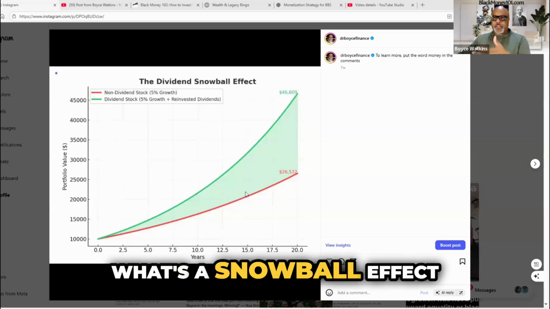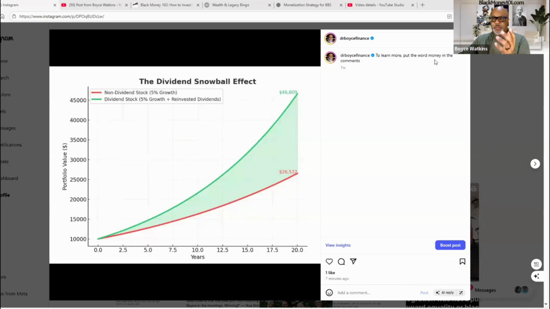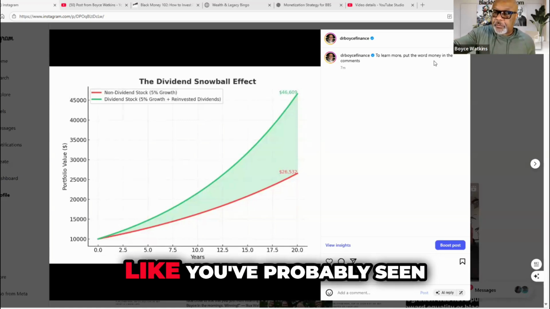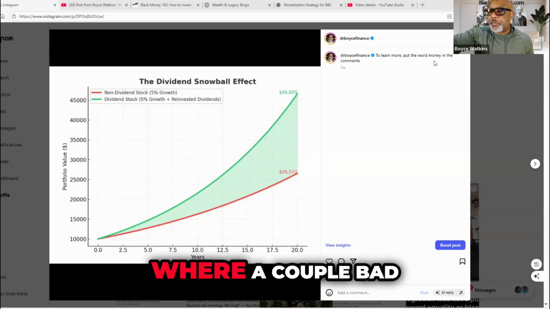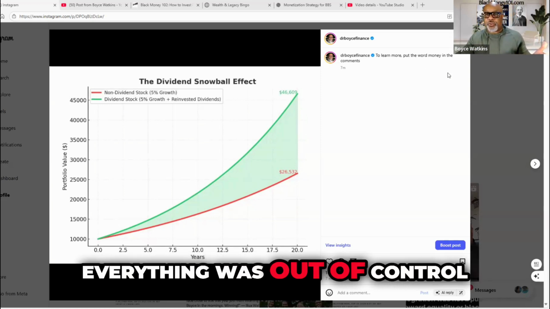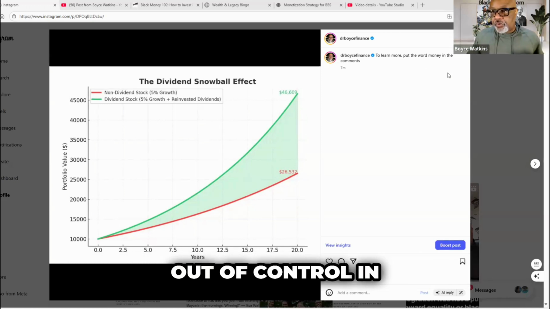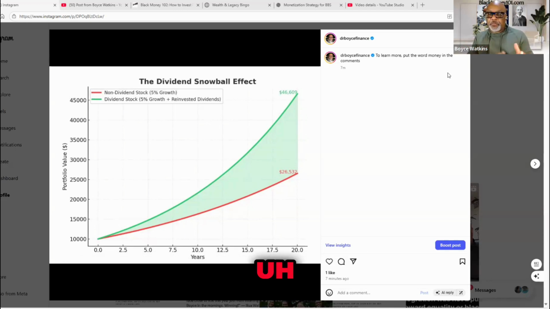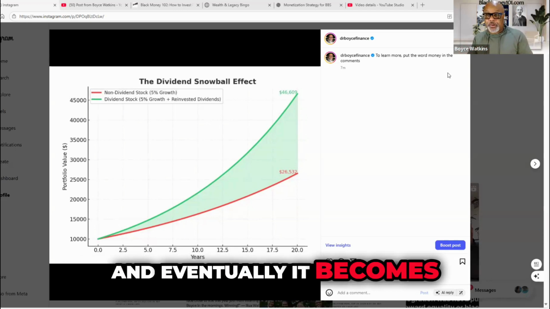If you think about what a snowball effect looks like in life, a snowball effect means that things snowball. They spiral out of control. Like you've probably seen a movie where a couple of bad things happen, and next thing you know, everything was out of control. Your money should be out of control in a positive way. If you start investing consistently when you're young, then the money snowballs and eventually it becomes hard to slow down the moving train.